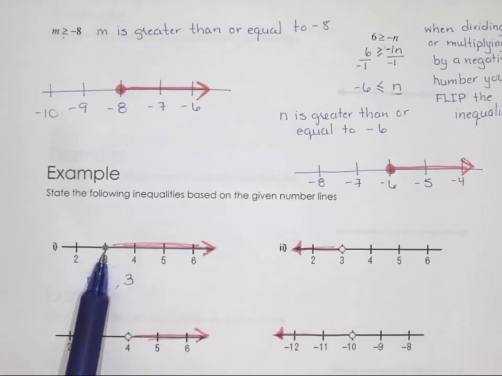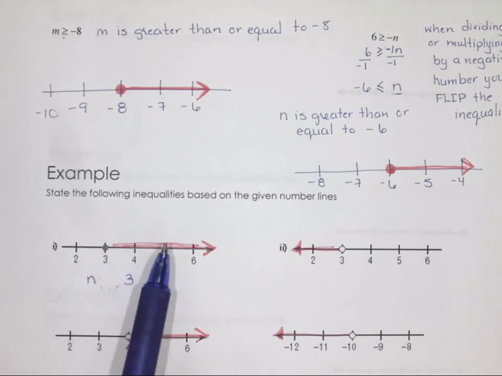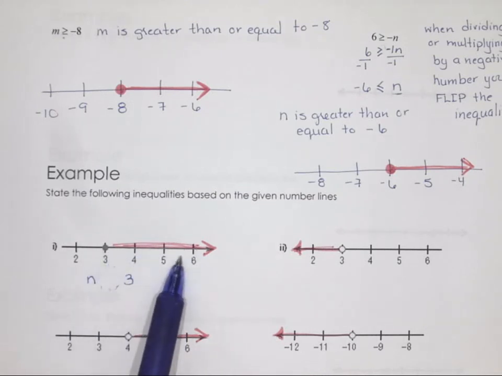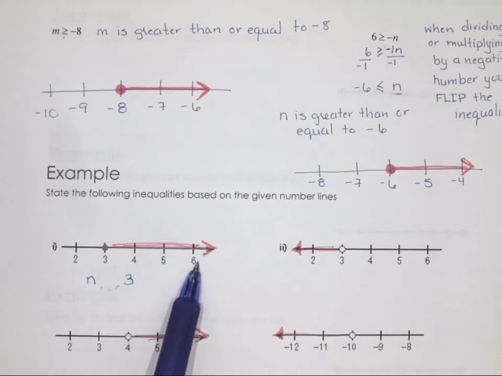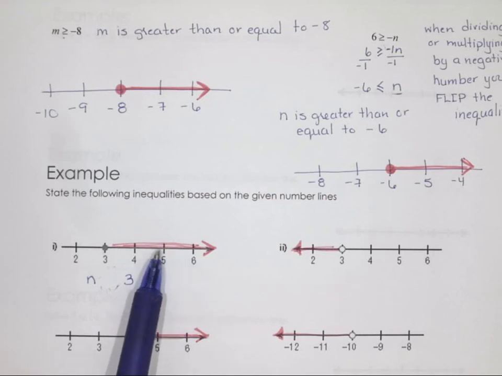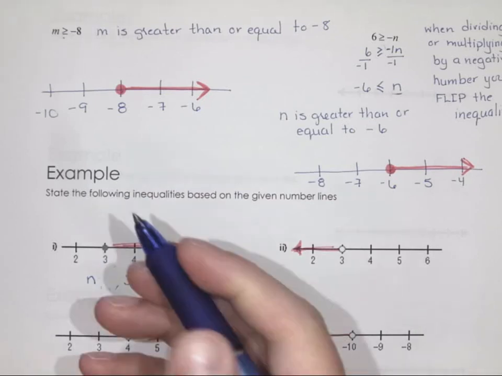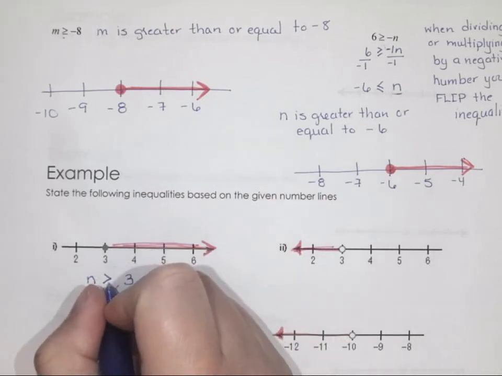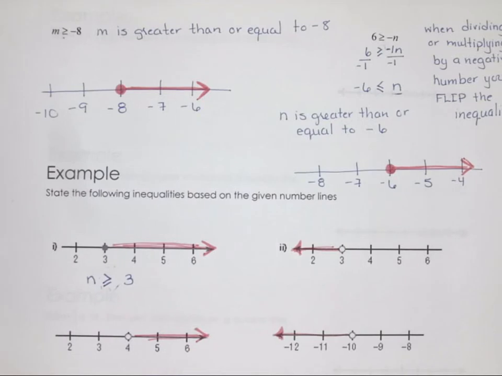So I know if this is a closed circle, it's definitely going to have an equal to sign. And then I just look at what values. Are these values greater or are they less than? In this case, they're greater. So the 4, 5, 6, those numbers are greater than 3. So n is greater than or equal to 3. And that's it for that one.